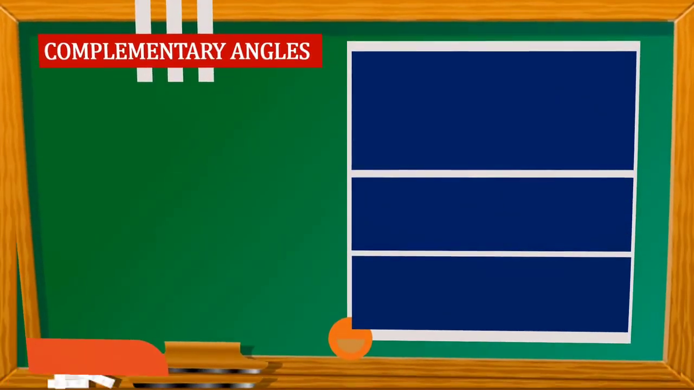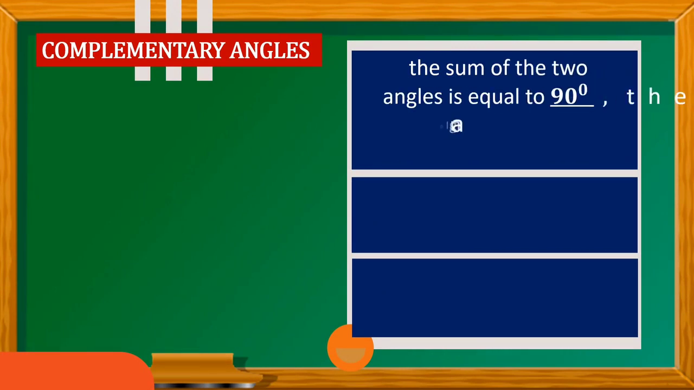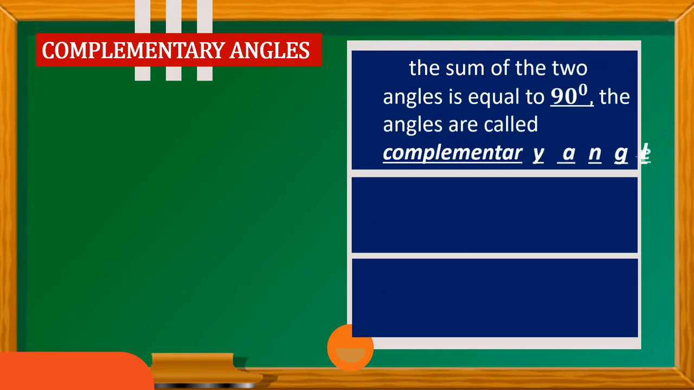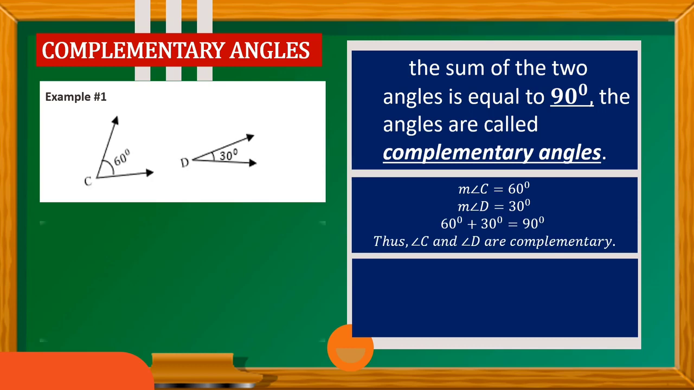Let's start with complementary angles. If the sum of two angles is equal to 90 degrees, the angles are called complementary angles. Example number 1. We have angle C and angle D. The measure of angle C is equal to 60 degrees. The measure of angle D is equal to 30 degrees. 60 degrees plus 30 degrees is equal to 90 degrees. Thus, angle C and angle D are complementary.